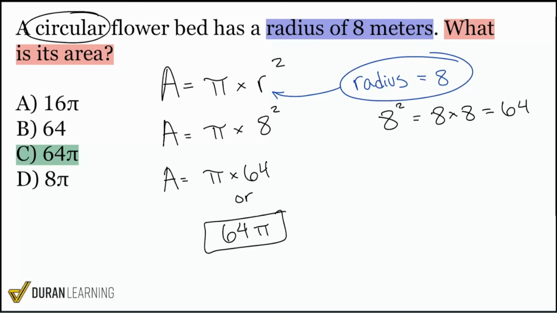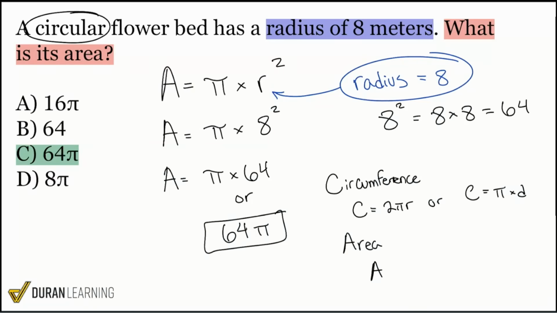Now, let's go ahead and remind ourselves that there's a difference between the circumference and the area formulas. For circumference, let me just go ahead and write it here. Your circumference formulas are these: 2 pi r or pi times d. For the area, we have area equals pi r squared. So feel free to have those written down for yourself so that we can keep practicing the right way.